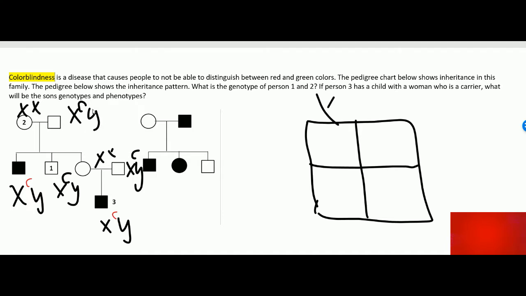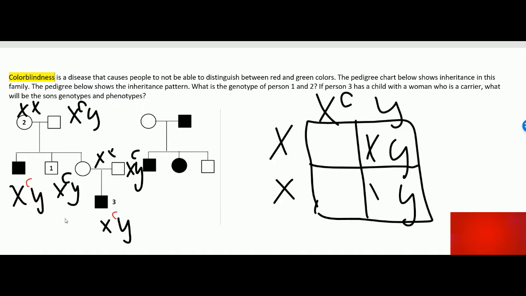So let's put our X and our Y, and we'll put XX for mom. And so dad is unaffected with color blindness, so we know that he has to have an uppercase C. And we have two boys here, so let's go ahead and write them in. So boys have the Y, and they also have an X chromosome. So now this is where it's going to be different.